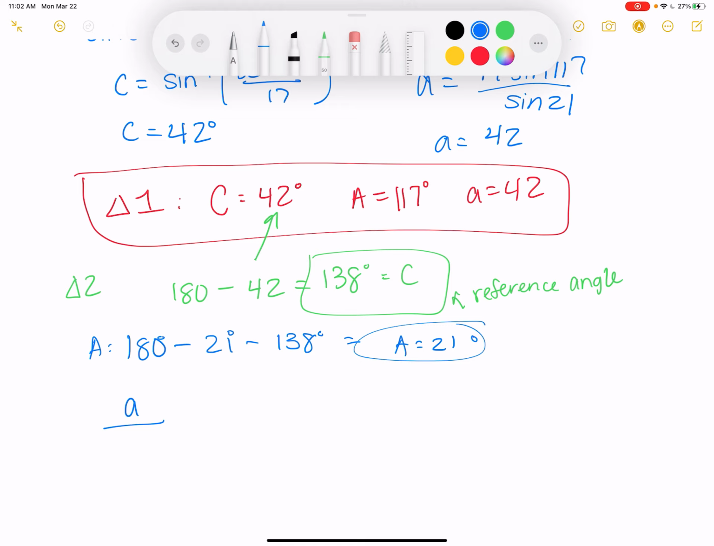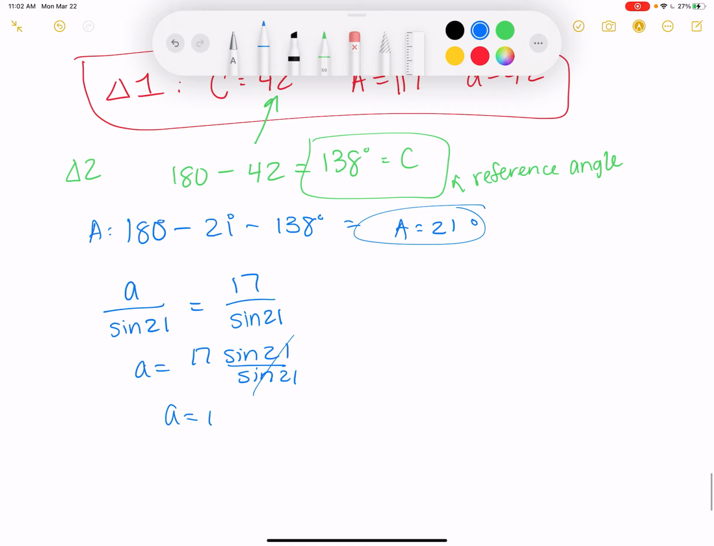So A over the sine of 21 is equal to, I would still always go back just in case somehow this value is wrong. Obviously, if this value is wrong, that means your A value is probably wrong too. But I would always go back and use the B values that we know. So B was 17 over the sine of 21. That looks nice. A is equal to 17 sine of 21 over the sine of 21. Those cancel. So A is just equal to 17.